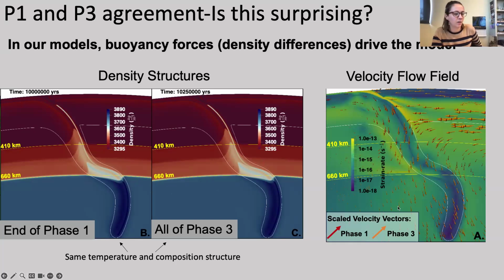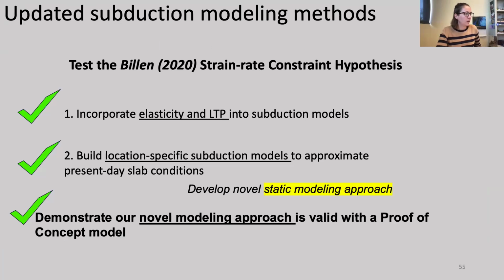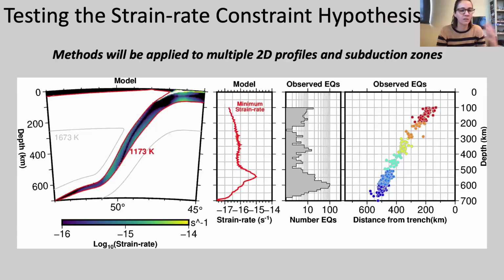So plotted here are the velocity vectors for the model. Red, again, is phase 1, and orange is phase 3. And the flow fields are plotting right on top of each other as expected, because they have this same driving density structure and density differences within them. So now I hope this further proves that this is a valid approach and that we can take this method, apply it to these future profiles within the Kermadec-Tonga region and to other subduction zones to test the strain rate constraint hypothesis using these new modeling methods.